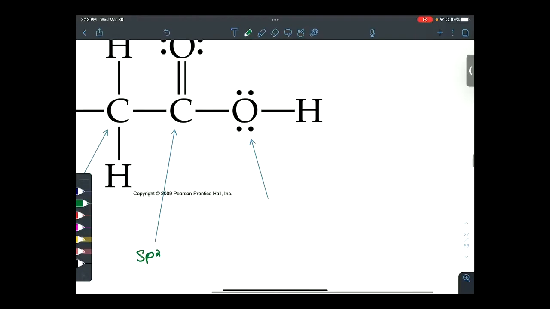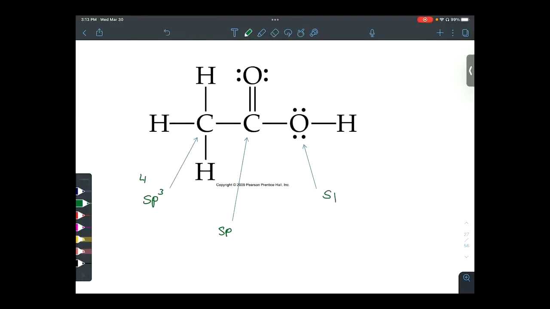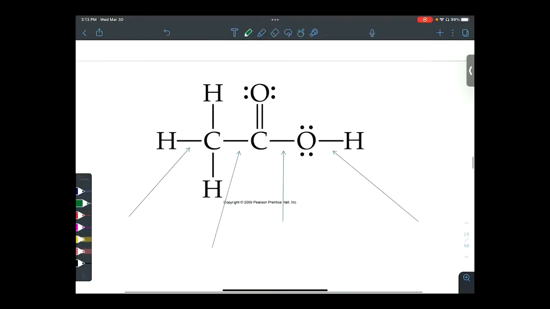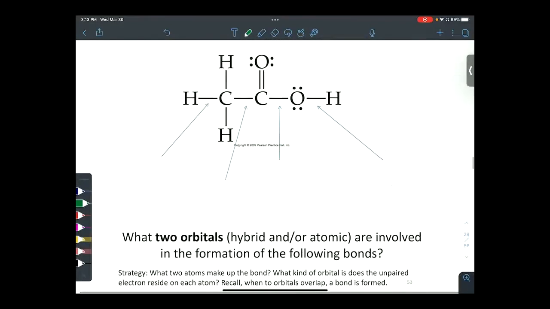Okay, what about that last oxygen? sp3, because there's 1, 2, 3, 4 electron domains. Okay, so on the next slide, I can ask the question a little bit differently. It seems like a harder question, but I promise it's not.